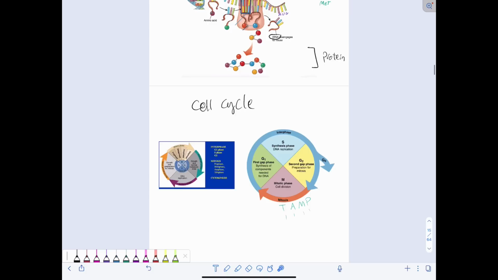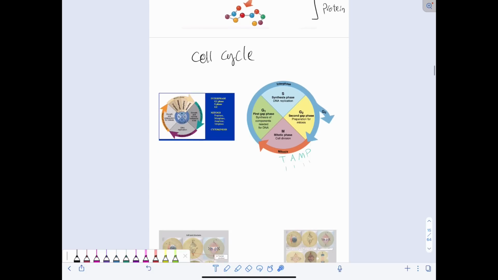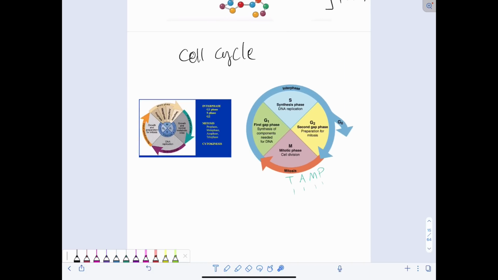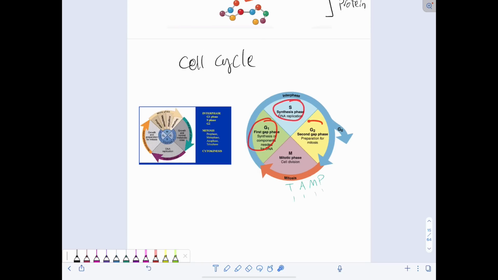Okay, the next, let's go over the cell cycle. So really quick, recall that you have basically two main phases of the cell cycle. There's the interphase and there's the mitosis. The interphase, you can think of it as where the cell grows, replicates DNA, makes organelles and all that stuff, right? So interphase is actually broken down into three subphases.